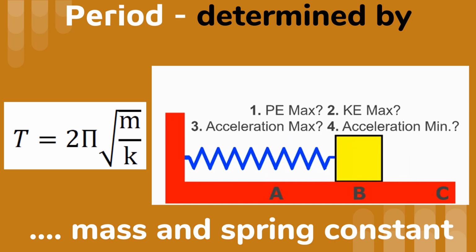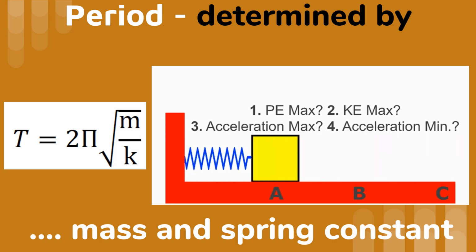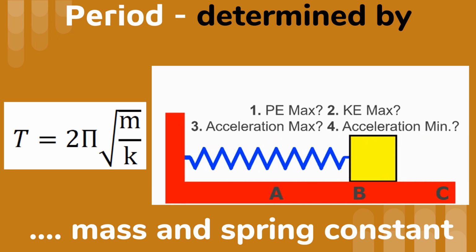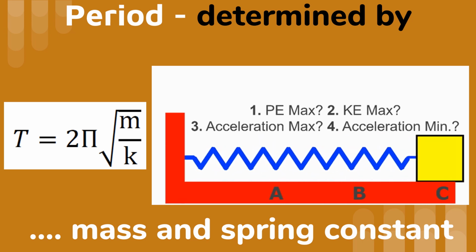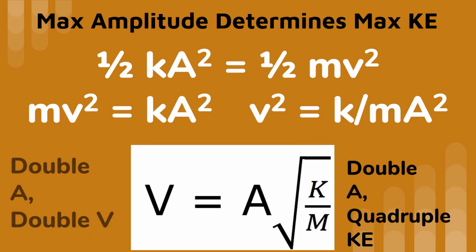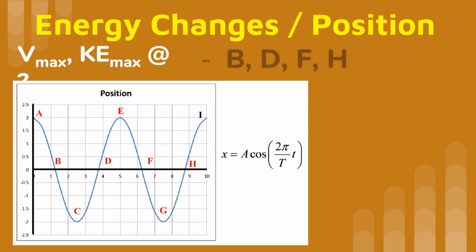So why doesn't the amplitude change the period? The added speed the box gets by increasing the amplitude is canceled out by the extra distance the box has to travel. The conservation of energy dictates that the potential energy at the maximum displacement equals the kinetic energy in the middle of the oscillation. Notice that when you double the maximum stretch, or the amplitude, you double the maximum velocity and quadruple the maximum kinetic energy.